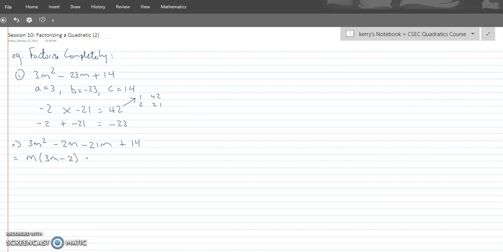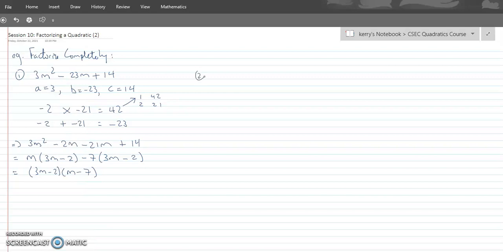Now, between 21 and 14, we know 7 could divide both of them, but this is negative 7. Minus 21 divided by negative 7 is positive 3m. 14 divided by negative 7 is negative 2. And now you have this common term and this common term here. So this will give us 3m minus 2. We could take that out. And what we are left with is the m subtract 7 on the outside. And that's it. So nice and easy, right?